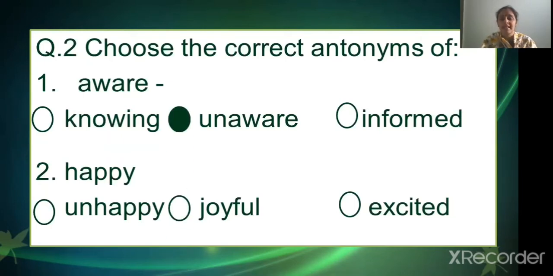Okay. The next one is happy. So what would be the opposite of happy? Unhappy, joyful, excited. Yes, very good. The opposite of happy would be unhappy. You just have to click on the right answer, read the question thoroughly, understand what is being asked, and then answer.